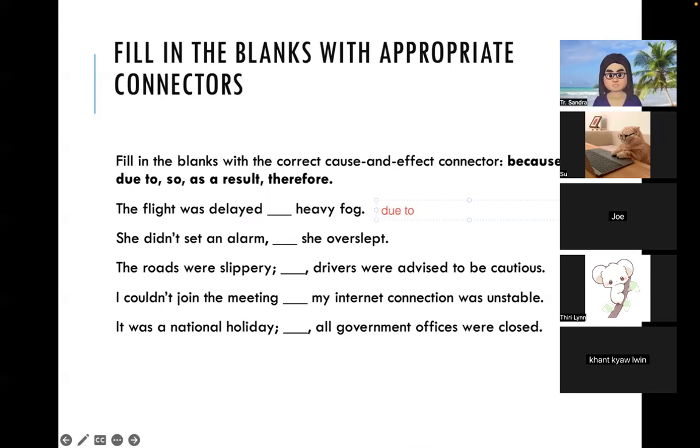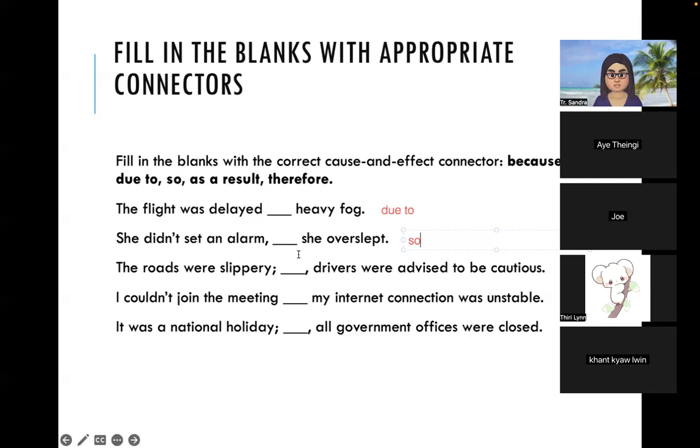So what about the second sentence? She didn't set an alarm, okay? She overslept. As a result. Yes, so as a result, like this, okay? But be careful: with as a result, you need to use another comma here. If you want to use as a result, there will be another comma here, like this.